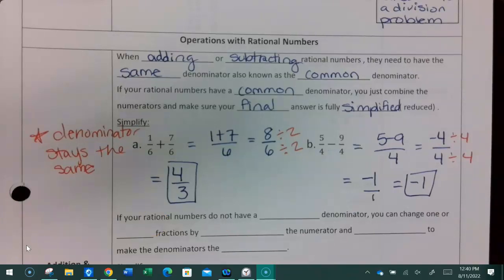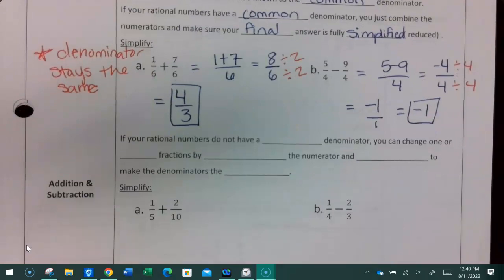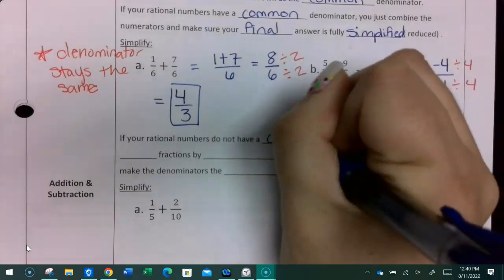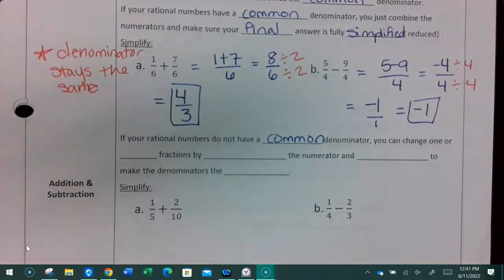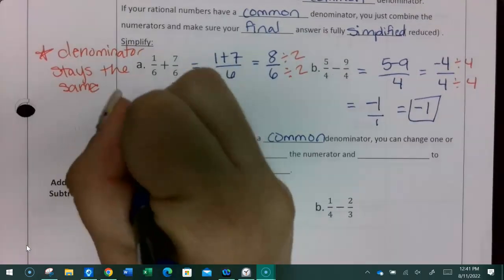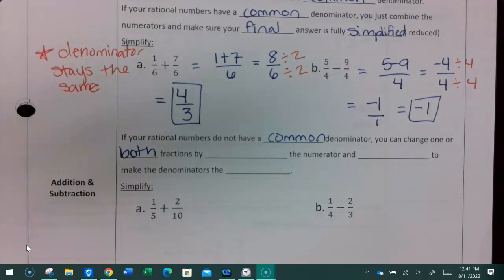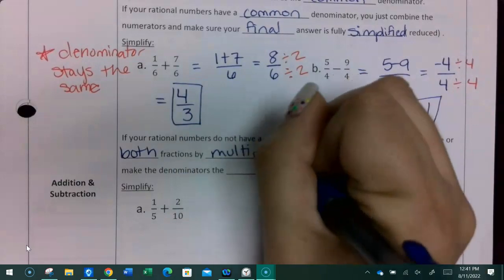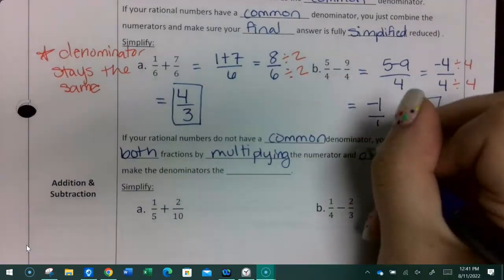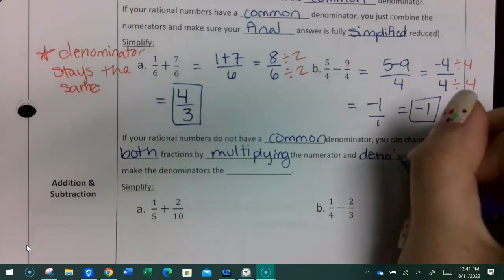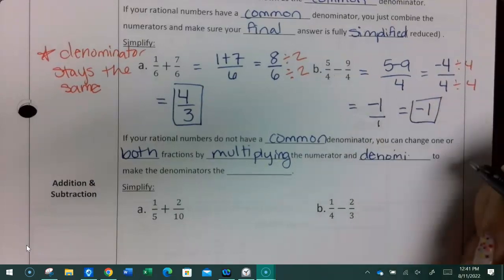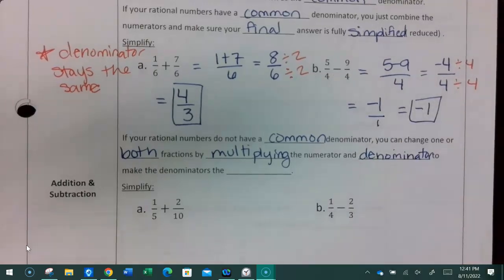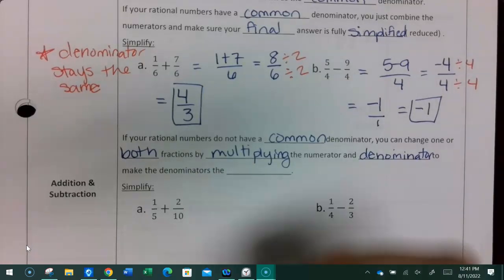Okay. So if I have rational numbers that do not have a common denominator, so that means the bottom of the fractions are different, what I want to do is I can change one or both of my fractions by multiplying the numerator and the denominator, to make both the denominators the same.